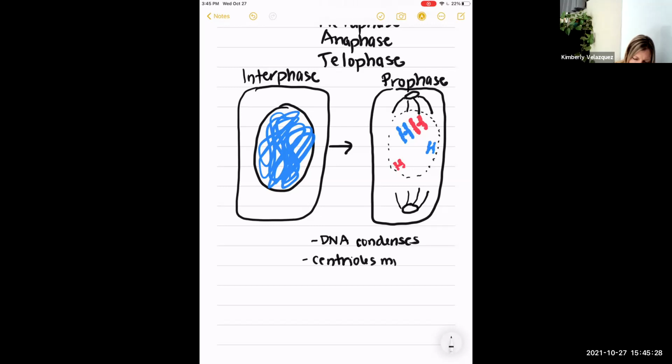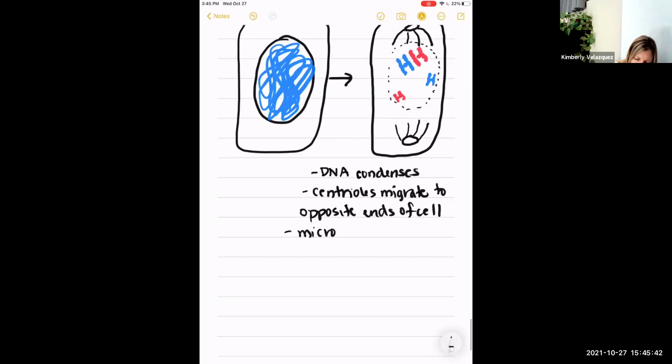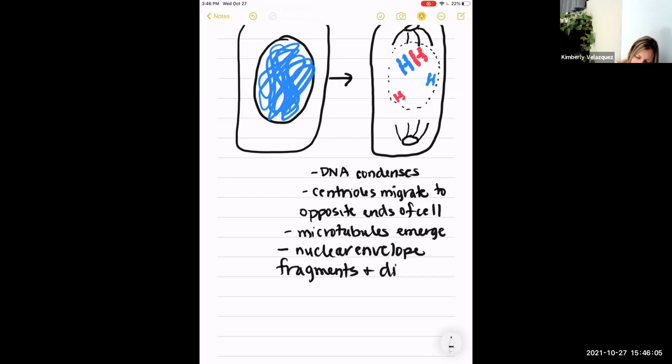Centrioles migrate to opposite ends of the cell. Microtubules emerge from the centrioles. Nuclear envelope fragments and eventually disappears as this progresses.